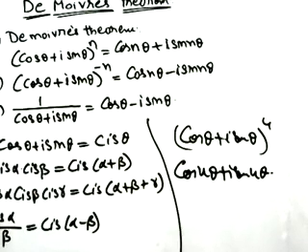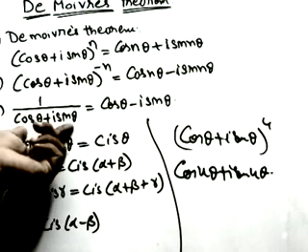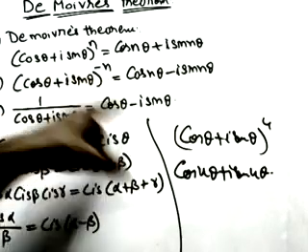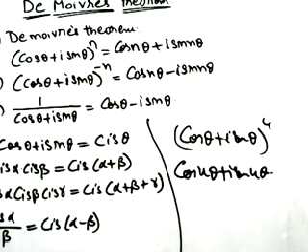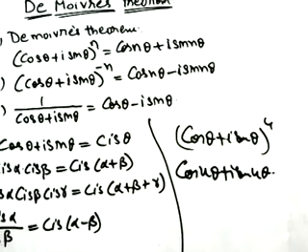Now the next one is 1 by (cos theta plus i sin theta). If you take this from the denominator to the numerator, this plus sign will become minus. So 1 by (cos theta plus i sin theta) is cos theta minus i sin theta.